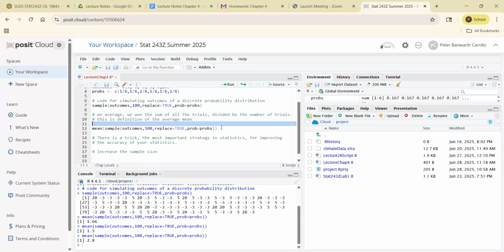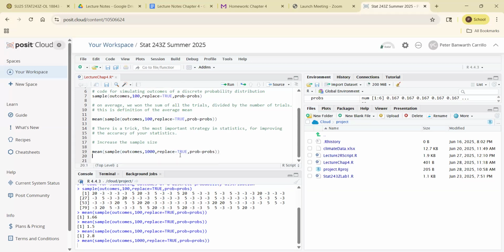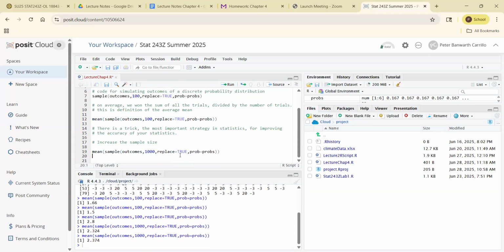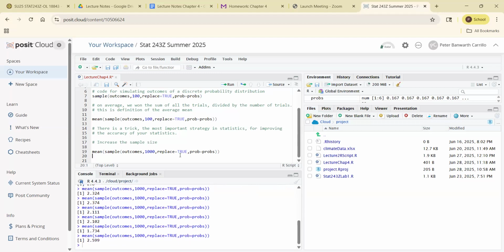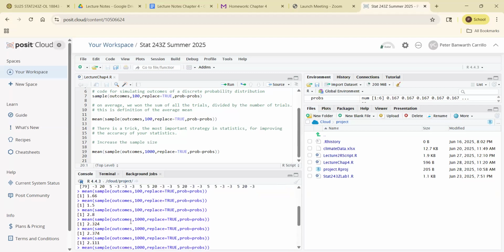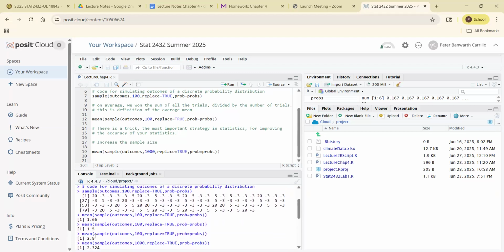So instead of running just 100 trials, let's try running 1,000 trials and finding the average. That time it was 2.3. Aha, also close to 2.3. 2.1, 2.1, 1.7. That was a weird one. Think back to the previous lecture video. 1.7 is surprising because it doesn't look like the others. But as we run more samples, we see they seem to be staying pretty close to about 2, as opposed to when we had a smaller sample, there was more variability.